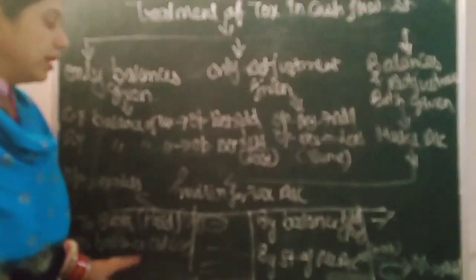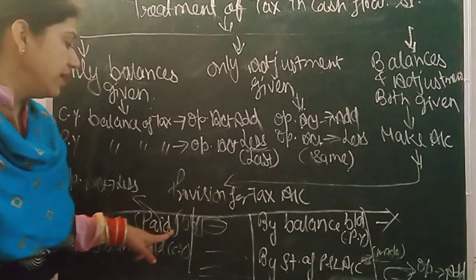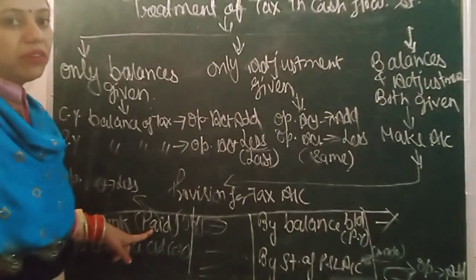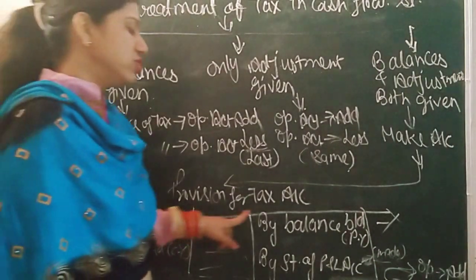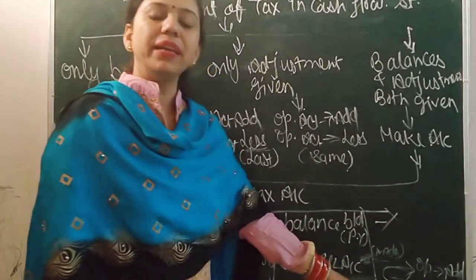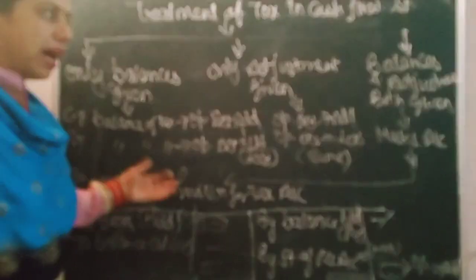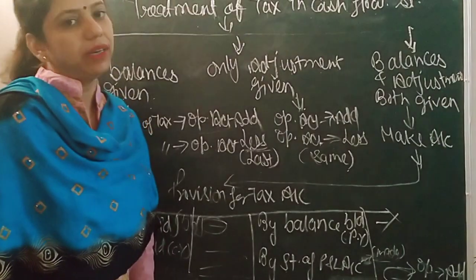Again I am repeating, if an adjustment related to made is given, then the balance should be tax paid. If an adjustment related to paid is given, then the balance should be provision for tax made. Made is added in operating activity and paid is deducted from operating activity. I hope the treatment of tax is quite clear to everyone.